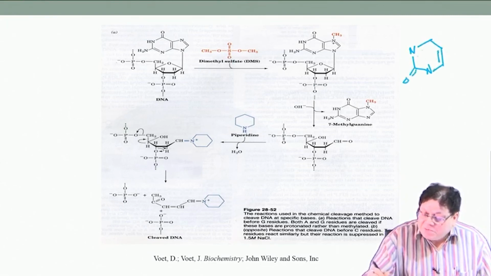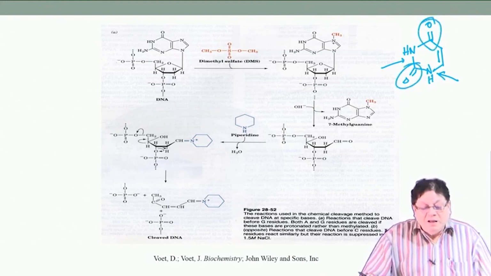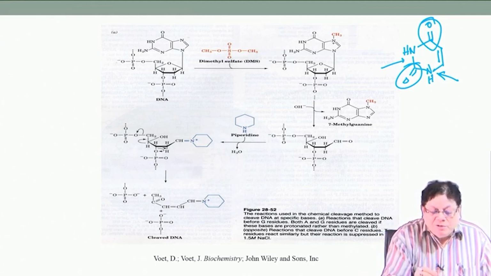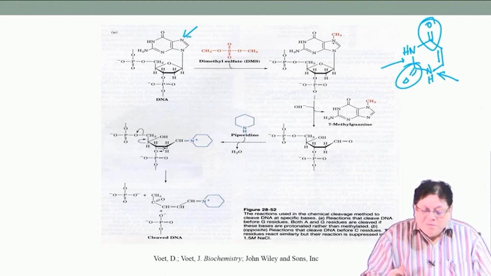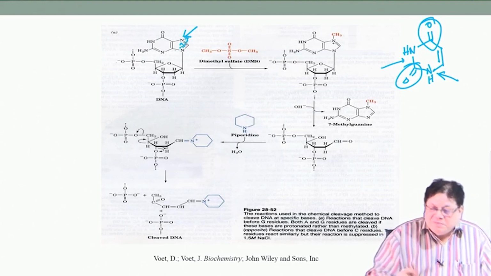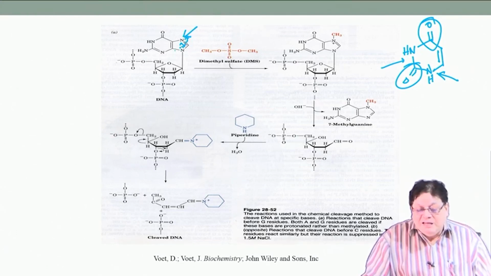Now the chemistry part. In pyrimidine, if you look at the nitrogens, they are not that basic, because they are attached to this carbonyl. But in the purine, forget about these nitrogens, this is the nitrogen which is extremely basic, because of the flow of electrons like this. So, this nitrogen is very basic, and dimethyl sulfate is an alkylating agent.